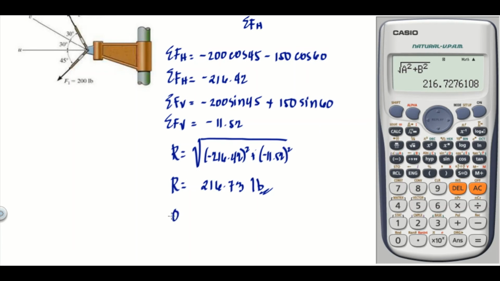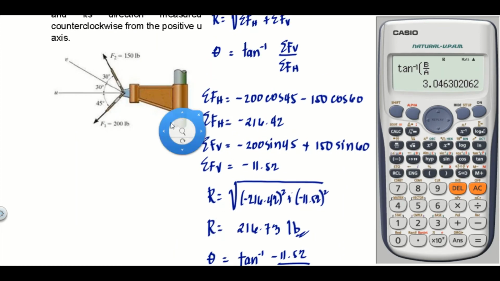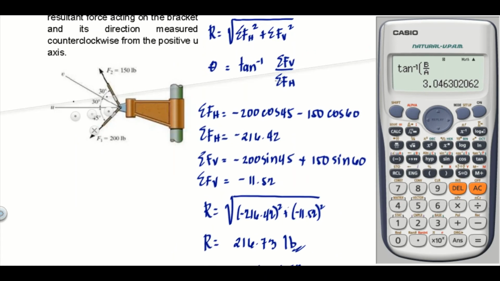How about the direction? So angle theta is equal to inverse tangent of vertical minus 11.52 over minus 216.42. So angle is equal to, okay, inverse tangent B over A. There. Equals 3.05 degrees. So parehas lang ito nung kanina, nung degrees, no? Okay, counterclockwise. So paano yan? So tingnan natin tong figure. So yung ating resultant, so andito yan, ano?